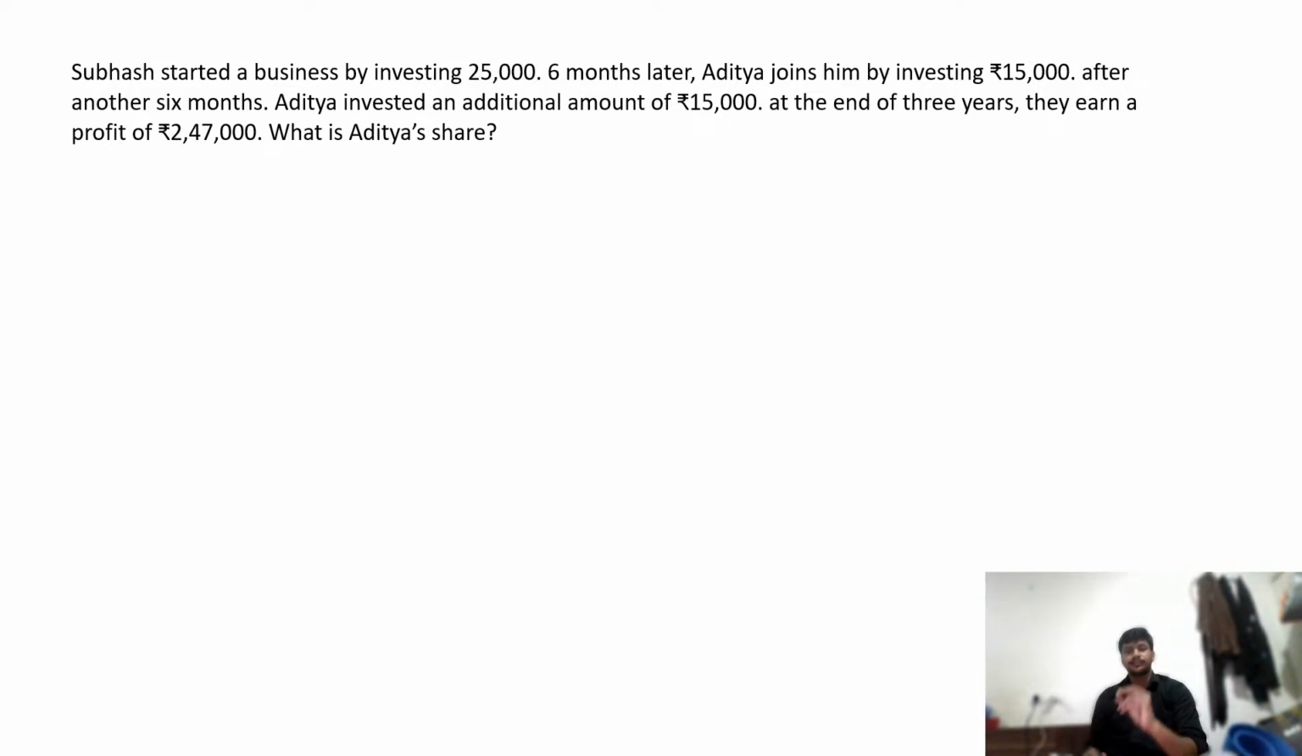Okay, let us see. We are having Subhash start a business by investing 25,000. 6 months later, Aditya joins him. After another 6 months, Aditya invested additional money. At the end of 3 years. Yes, we're doing it for 3 years. 3 years means the total should be 36 months.